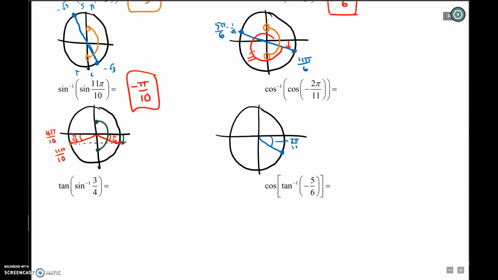When I take the cosine, it's going to give me an x-coordinate. That x-coordinate is going to project up to here for another angle that when you take the cosine of that angle, it'll also give you the same ratio. And because the inverse cosine will spit out an angle in these two quadrants, I want this angle. Reference angle is 2 pi 11ths, so my answer is 2 pi 11ths.